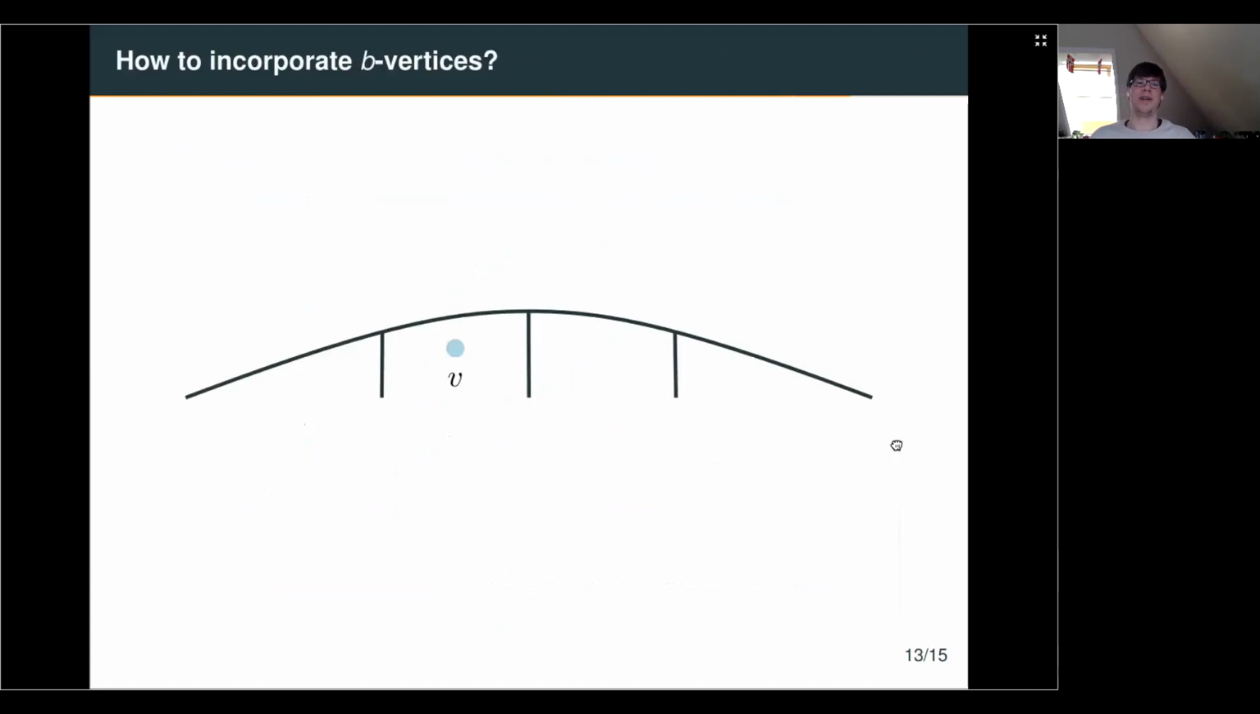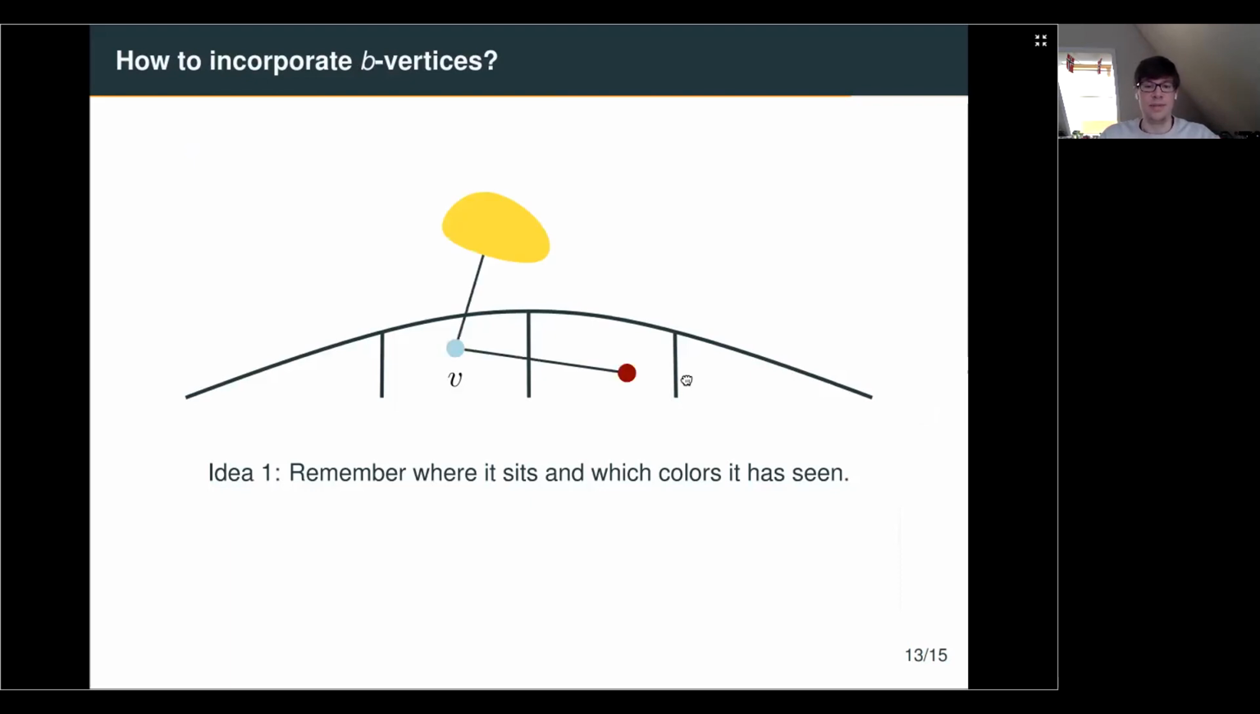Okay, but how to incorporate information about b-vertices now? Suppose that we have this vertex v here, and it's supposed to become a b-vertex of color blue when we are done in the end with the algorithm. Then the first idea that probably comes to mind is that we can just remember where this vertex is sitting and which of the colors it has already seen. For example, maybe it already has some neighbor of color red, but it still needs to have a neighbor of color yellow at some point in the future.